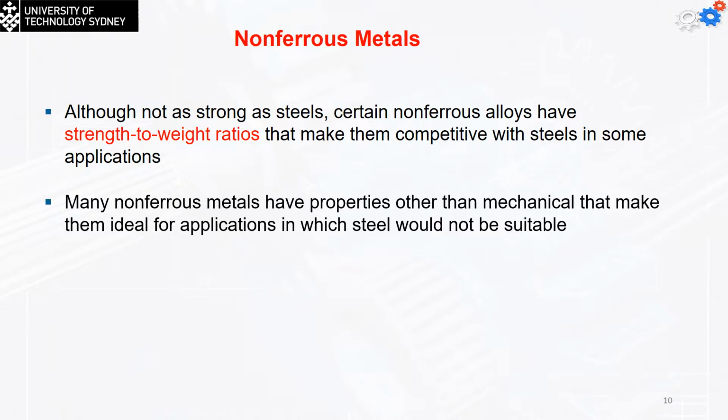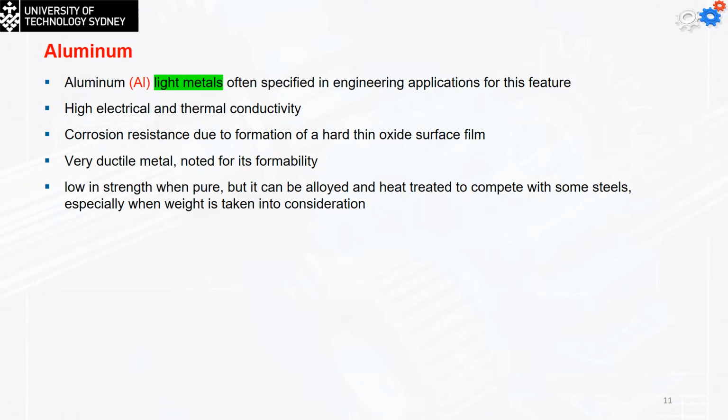Okay, the light weight of aluminum, for example, is very attractive, especially when making aircraft, as we said, in the manufacturing of aircraft, as well as if we are going to talk about aluminum for heat dissipation components. So aluminum is a light metal, often specified in engineering applications for these features. It has high electrical and thermal conductivity, corrosion resistance due to the formation of a hard thin oxide surface film, and is a very ductile metal, noted for its formability. It has low strength when pure, but it can be alloyed and heat treated to compete with some of the steels in strength, especially when weight is taken into consideration, because we will go for aluminum over steel.